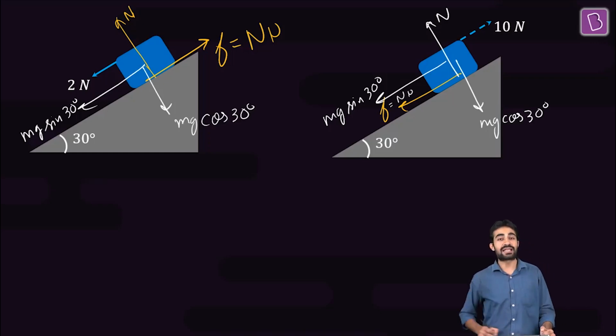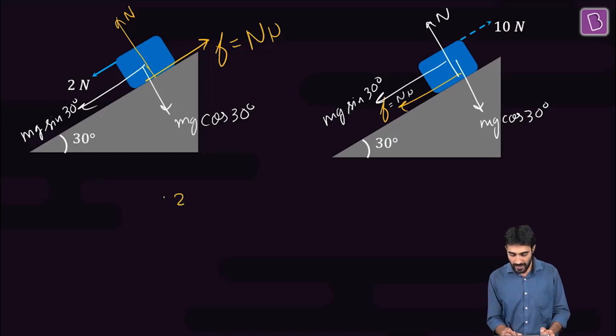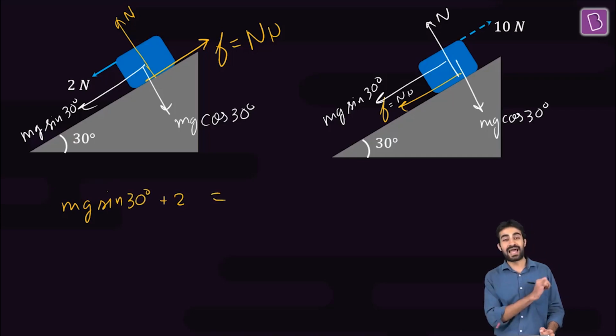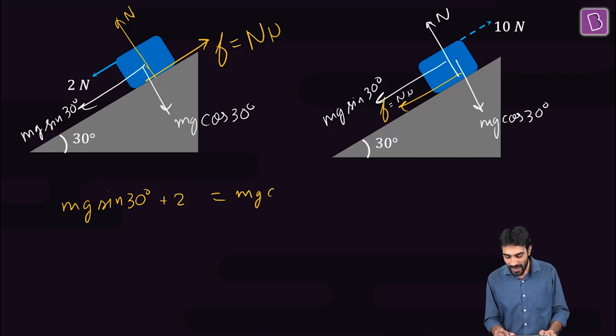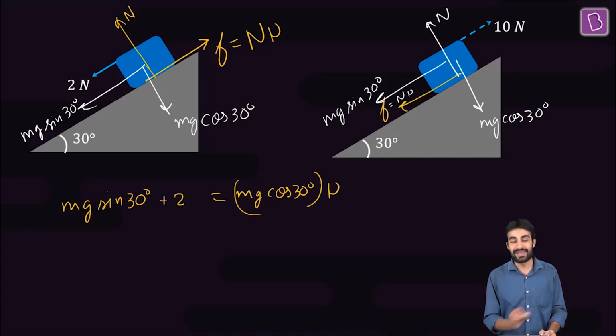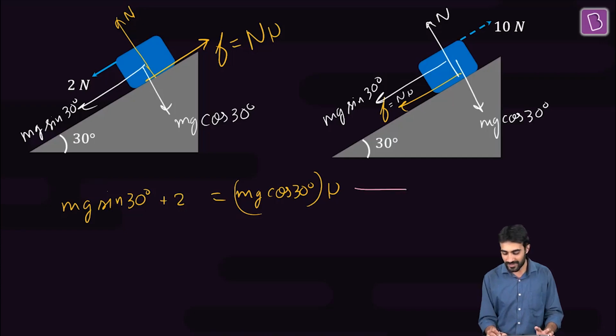The equation goes like this: 2 Newton plus mg sine of 30 degree. This entire thing is equal to total up the incline force, which is friction force, normal reaction times mu. Normal reaction is mg cos of 30 degree and mu we have to calculate. This is our first equation.